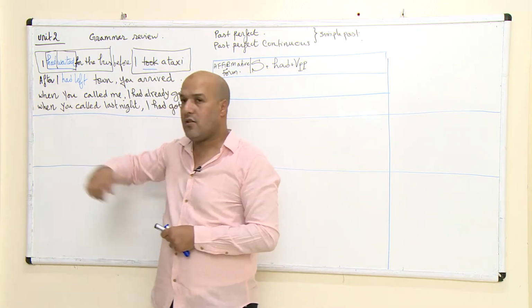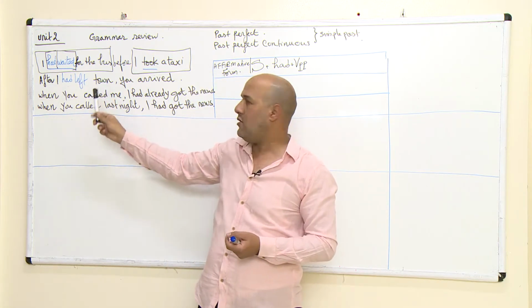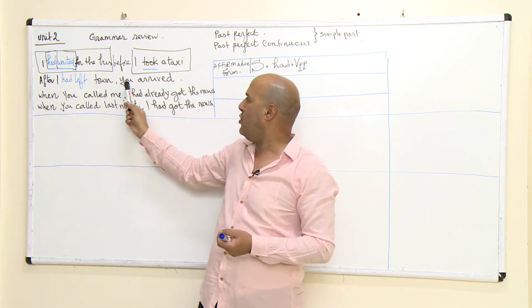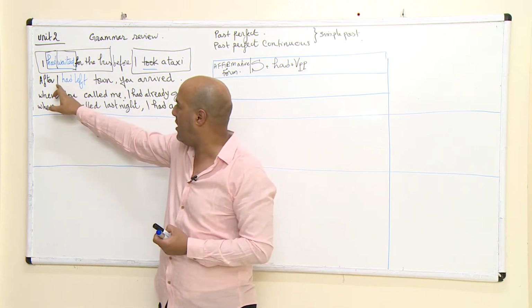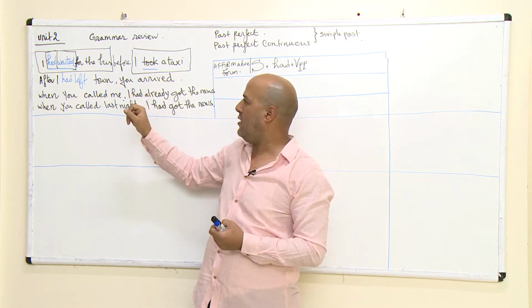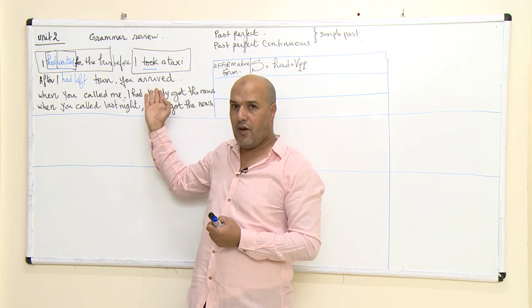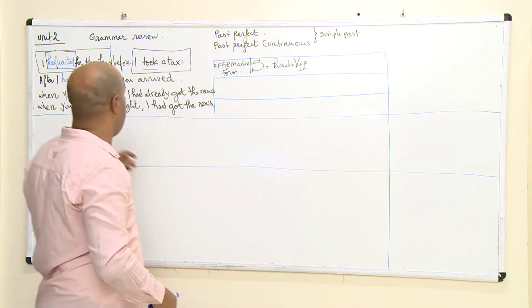Let's have a look at this second sentence. After I had left town, you arrived. The same thing. I had two actions which are had left and arrived. And leaving happened before arriving.